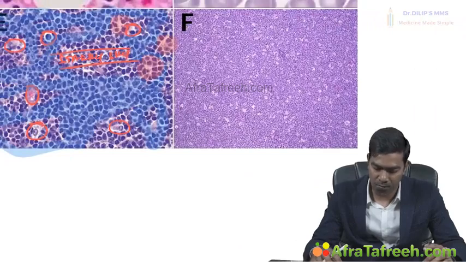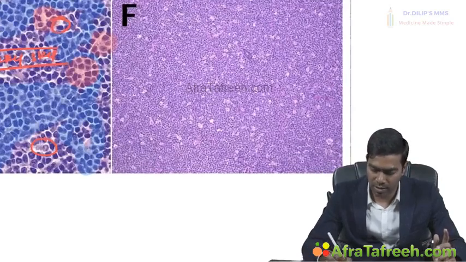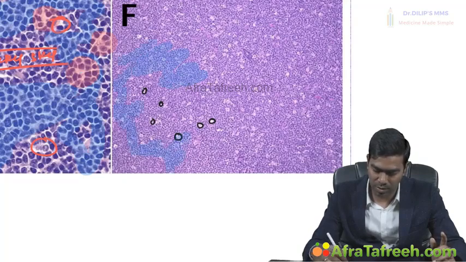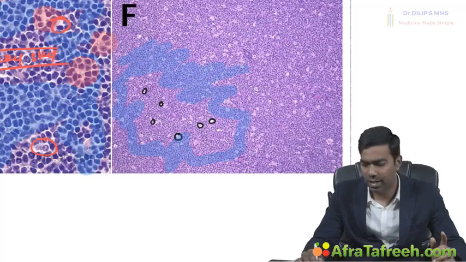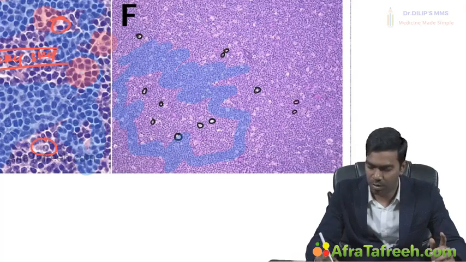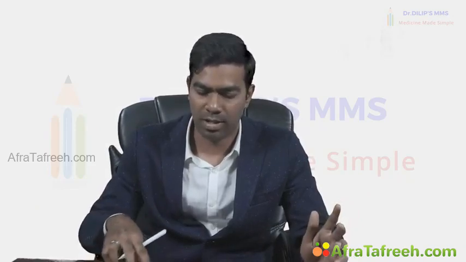And here also you can see the classic starry sky appearance in low power, where you can see these tingible body macrophages in the background of sheets of lymphocytes. You can see this very clearly. So these are the stars made of tingible body macrophages, very clear in low power, and the background is made of sheets of lymphocytes, which are the sky. So blue sky with stars. This is the starry sky appearance that you're going to see. So these are some of the images that are really important to understand.